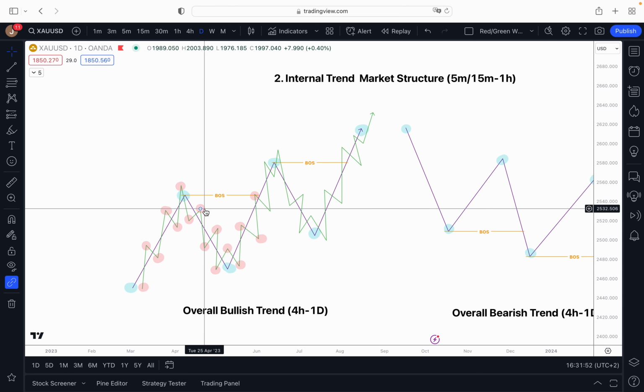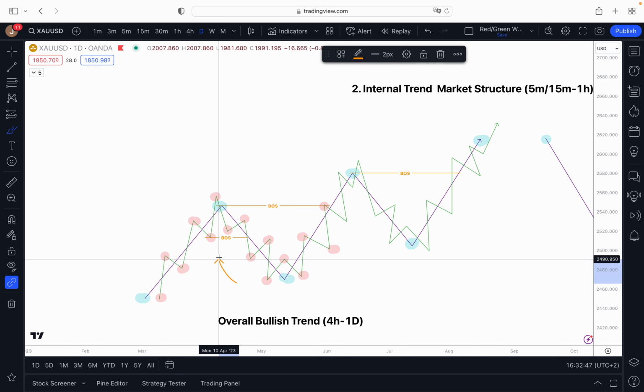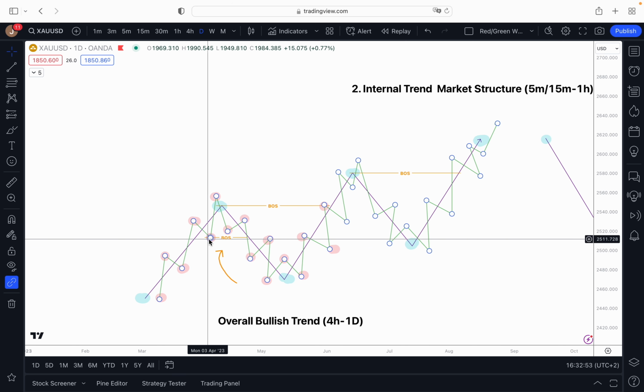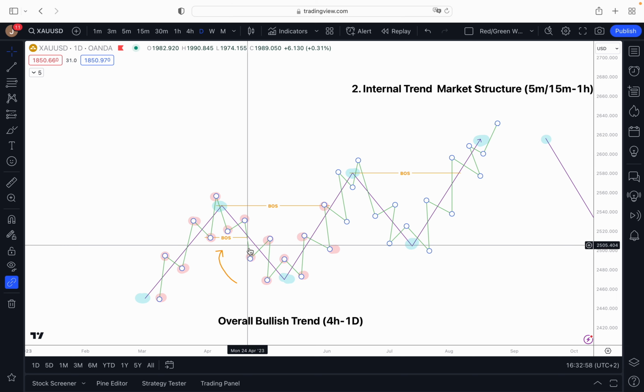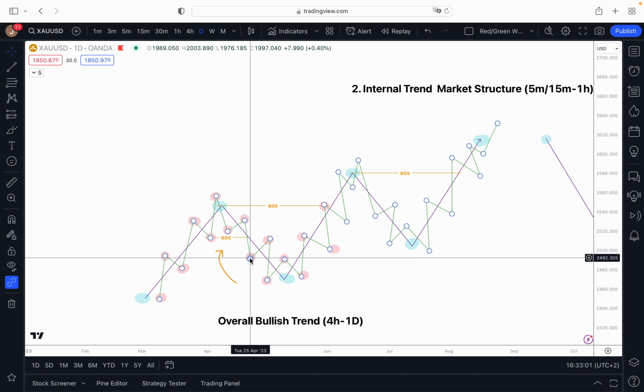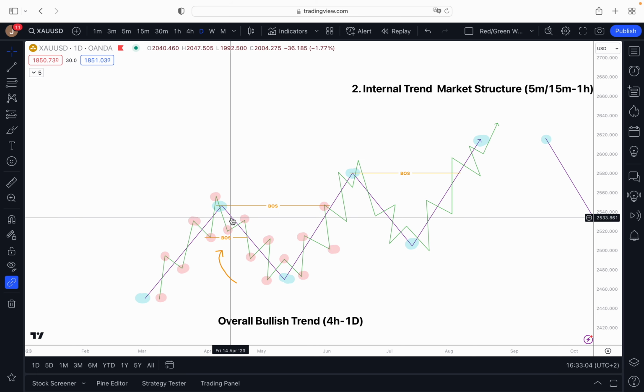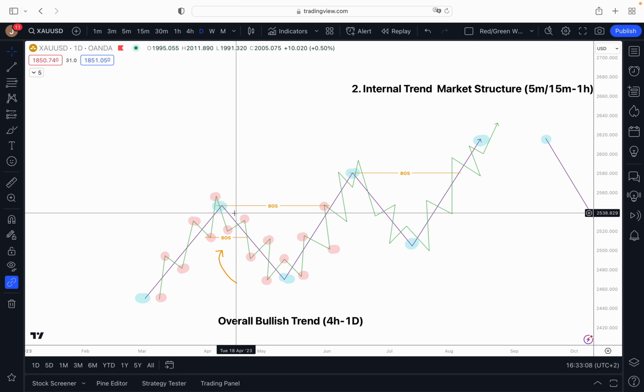So we have here on the internal structure a lower high and a lower low. So on the smaller time frame, we also have a break of structure right here, because we are seeing a lower low on the internal structure. So we are now on the bearish trend leg of the bullish trend.